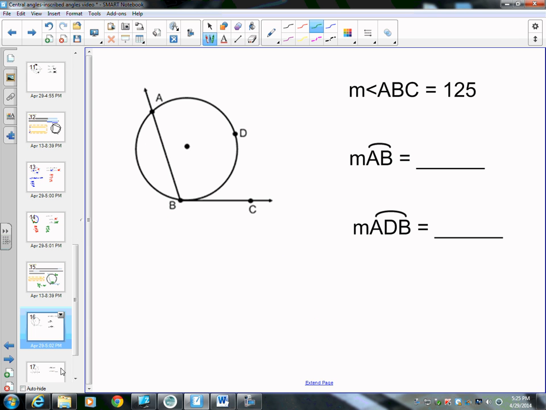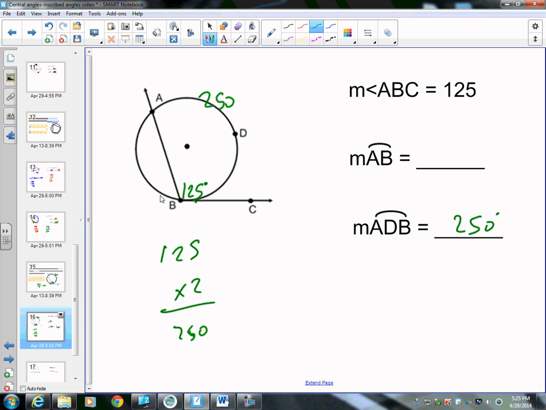Let's look at an example. This was an interesting one. It says the measure of angle ABC is 125. It's telling us the angle on this one, so we're going to work backwards. First I want to find the intercepted arc, the arc ADB. How do I find that? Well, if I know the angle, we just multiply the angle by 2. So 125 times 2 gives us 250. So the intercepted arc, ADB, is 250 degrees.